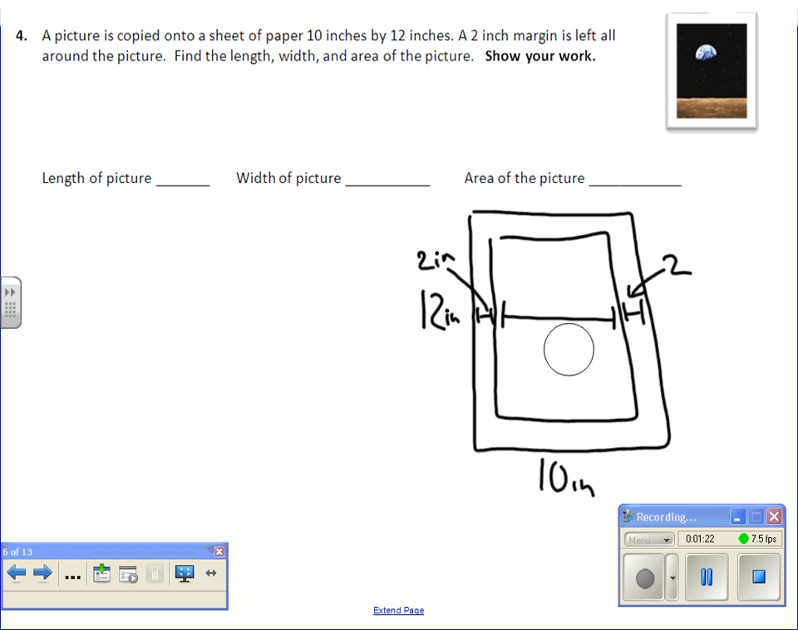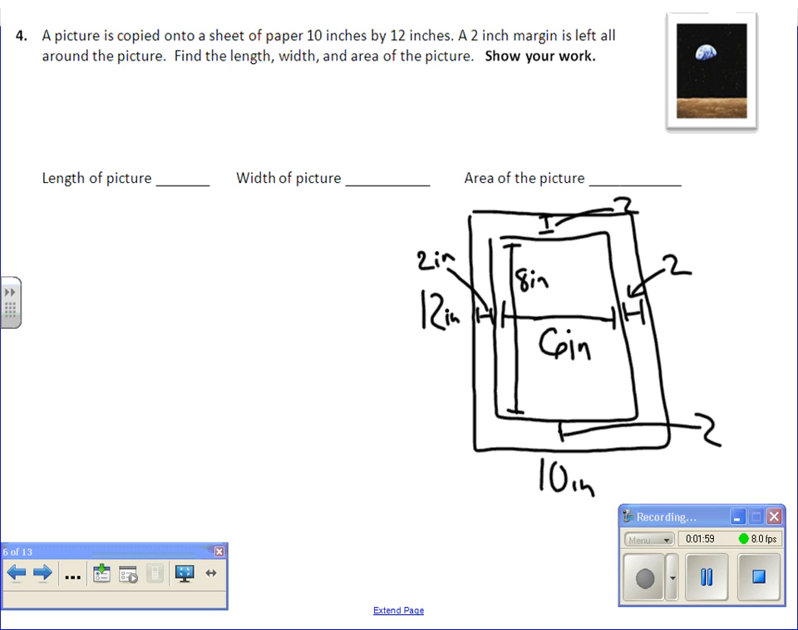Okay, so we're going to do the same thing with, let's make sure we get this right, okay? So I'm taking that away from the 10. So that means that this is going to be 6 inches wide. Okay, same idea. There's going to be 2 inches here, 2 inches here. So our up and down measurement, our height, is going to be 8 inches. So take away 2 and then another 2. So 8 inches.